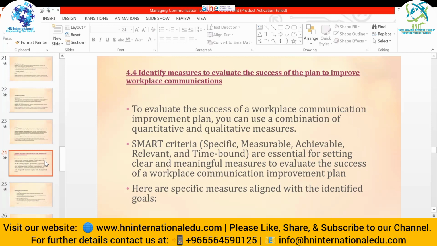SMART criteria. Now I made this slide, which I remembered from the suggested evidence, with the help of indicative and suggested content, because in the suggested evidence they have given the idea of SMART. So we have to include that as well. That is specific, measurable, achievable, relevant, and time bound. Now these are essential for setting clear and meaningful measures to evaluate the success of a workplace communication improvement plan. Here are the specific measures aligned with the identified goals.